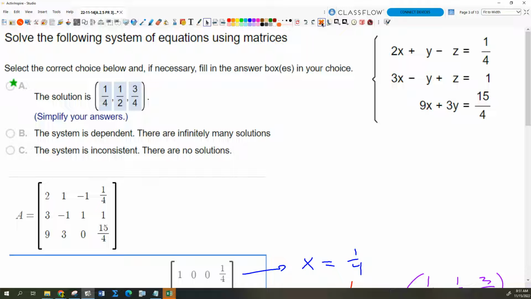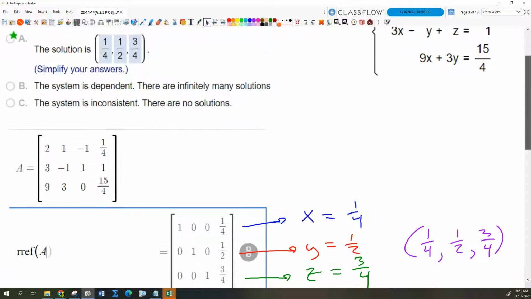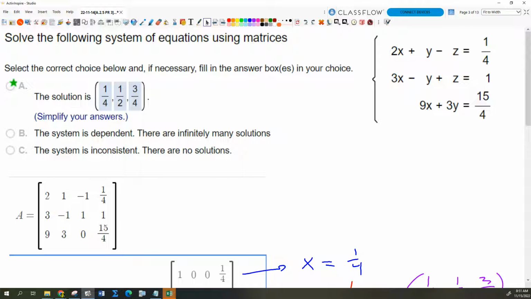Ordered triple, sorry. Okay, let's get phones and earbuds and all that stuff away, please. I want everybody to really catch this stuff. I'm going to let you work on it here in just a second.